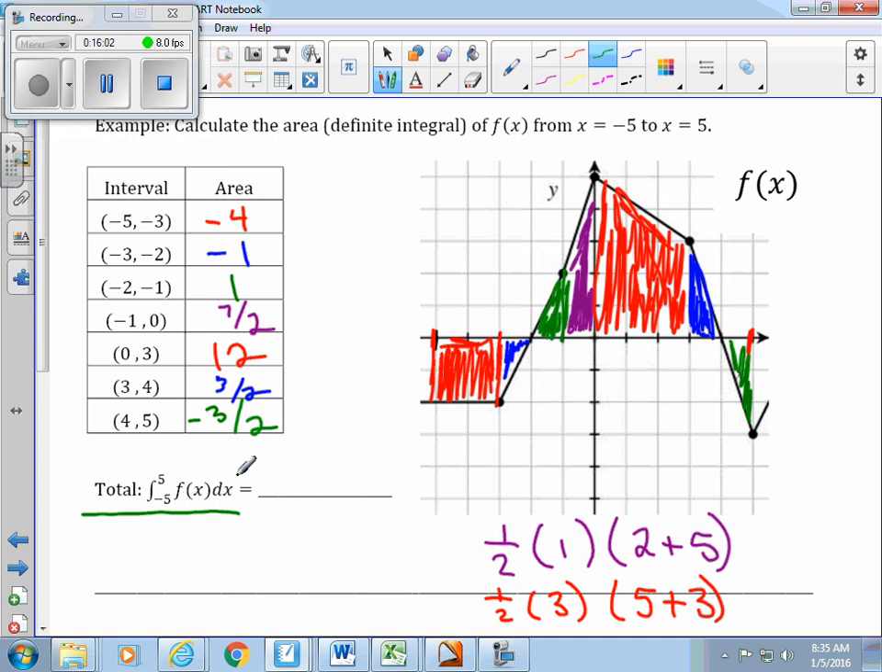So the integral from negative 5 to 5 is, let's see, negative 4, that's negative 1/2, 11.5, is that right? Everyone know how I'm getting that? Just add them up. So that is an integral.